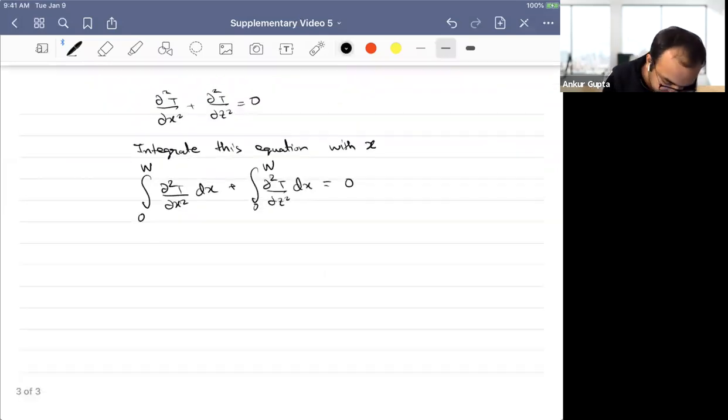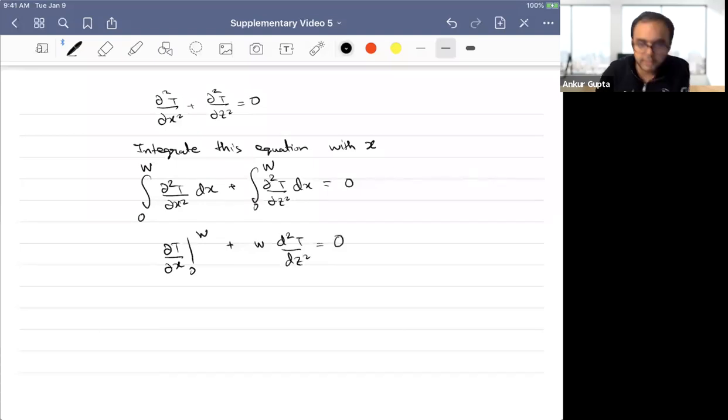Now the point is this becomes del T by del x from 0 to w, and here, because T is not a function of x, this simply becomes w times d square T by d Z square. This will become clear because the x-dependent part is 0, right?